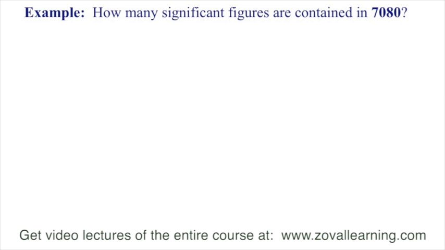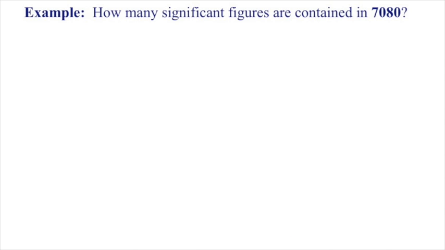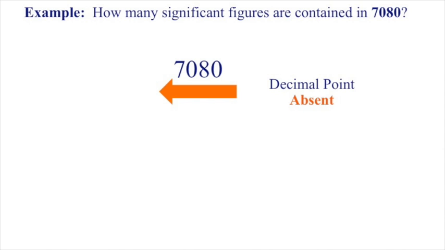For our next example problem, we'll determine how many significant figures are contained in the number 7080. Note that this number was written with the decimal point absent. Therefore, we inspect the number from right to left. We start at the first non-zero number and then count all numbers, including zeros, after that. This number has 3 significant figures. The rightmost zero is present only to keep the 7 in the thousands place, the other 0 in the hundreds place, and the 8 in the tens place. If the rightmost 0 was not present, the number would be 708, not 7080.